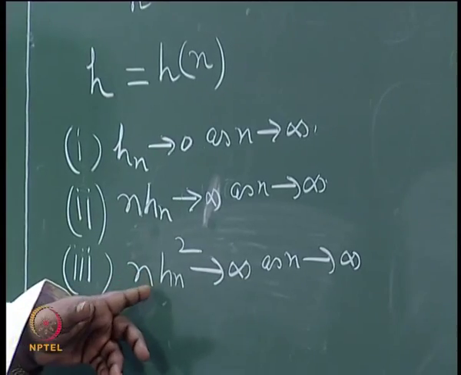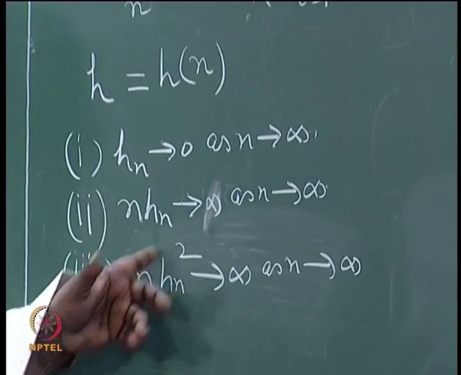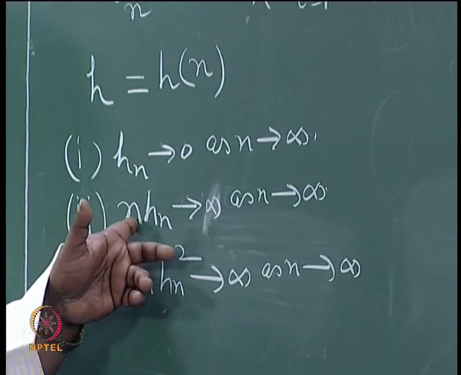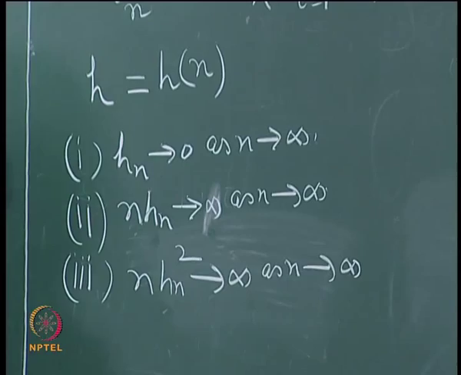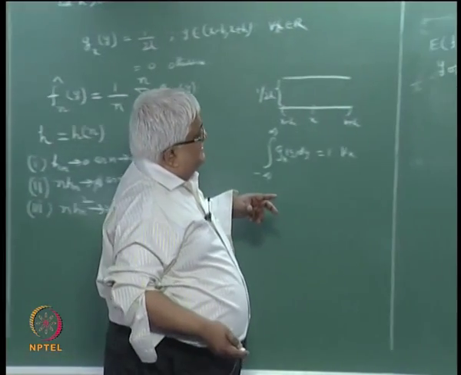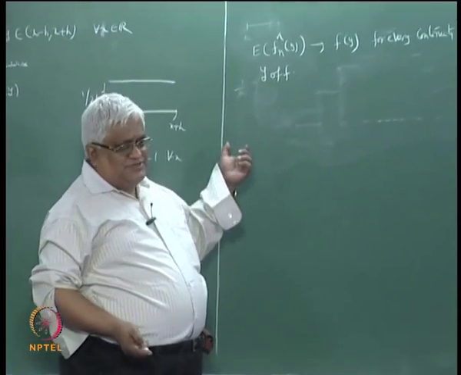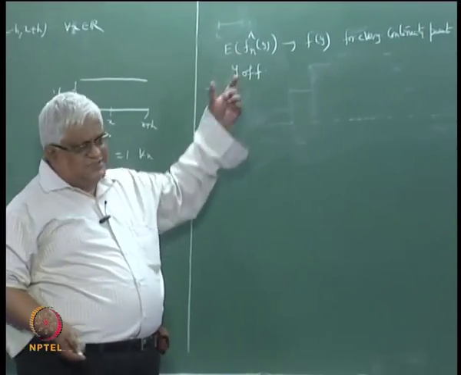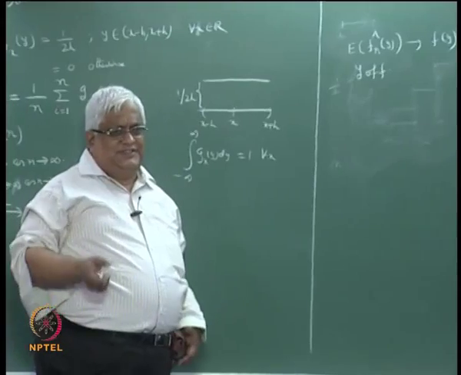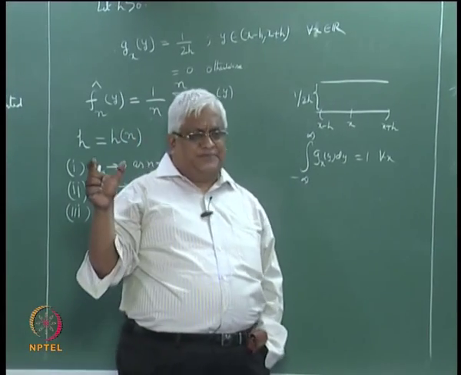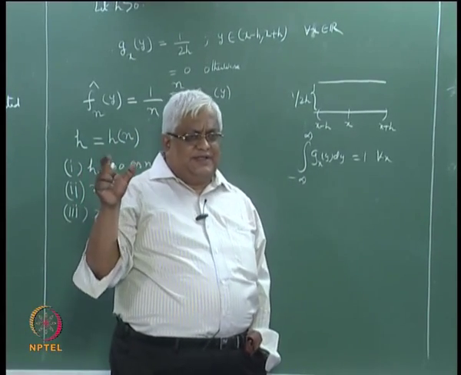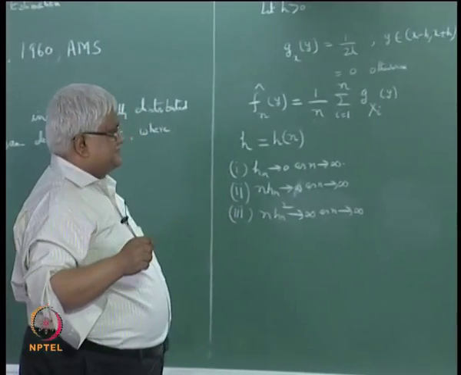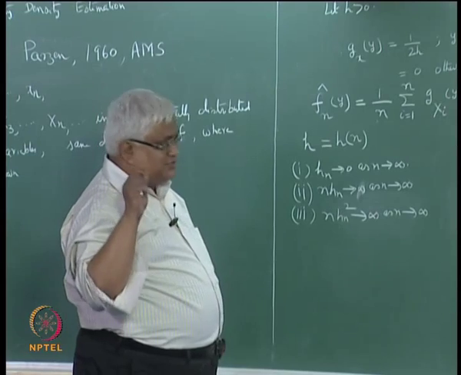So, if you take a sequence h n that goes to 0, with n times h n square going to infinity, then naturally n times h n will also go towards infinity. He showed that this estimate is asymptotically unbiased, that is this, and consistent. Consistent means basically the error goes to 0. So, this is what he had shown.